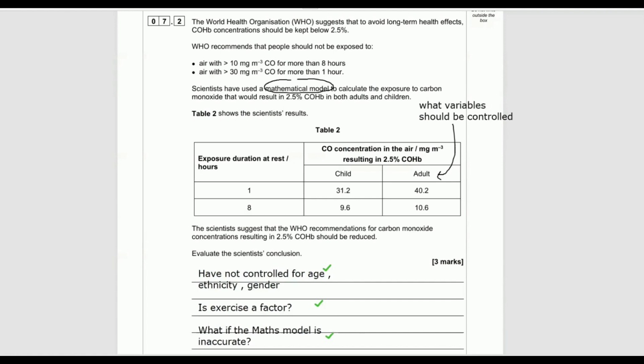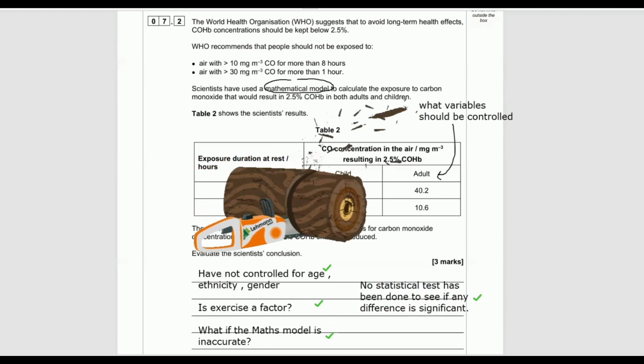What about the exercise routine of the individuals? Is the mathematical model inaccurate? Also, looking at the data, there's been no statistical test. So if you're asked to evaluate someone's methodology, or the conclusion the scientists have made, you can make some points, but a lot of the time you're going to pick up most of the marks from ripping it apart. So, yeah.